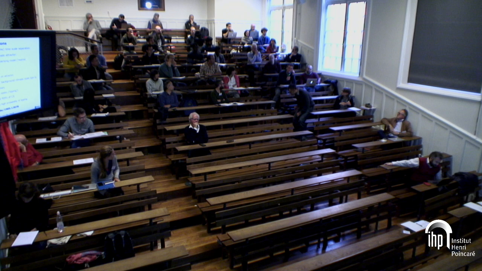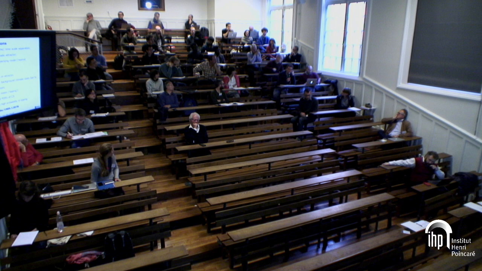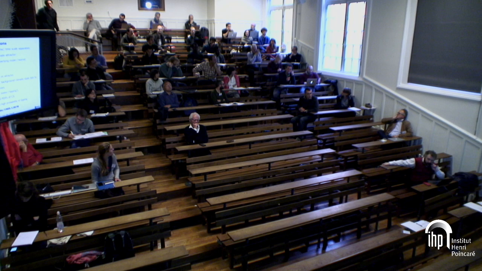So thanks a lot for the talk. It was very clear, and I think it's very important questions. So I have two comments. The first is that in the last glacial period, there were more than one state. Actually, there were at least two. If you look at, you mean the Dansgaard-Oeschger, yeah, that's right.